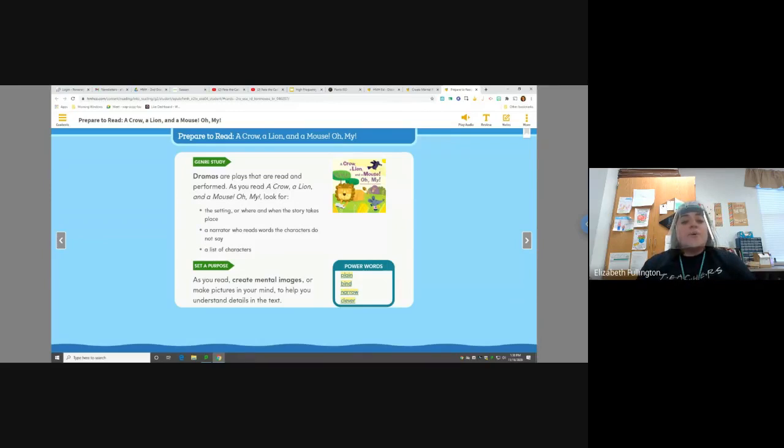As you read A Crow, a Lion, and a Mouse, oh my, look for the setting, or where and when the story takes place, Landon and Aiden. A narrator reads the words that the characters do not say, and there is a list of characters. So that is our cast. So we're going to set a purpose. We're also going to read and create mental images, or make pictures in our mind, to help you understand details in the story, because it doesn't tell us exactly. It only gives us a couple of pages to look at. So that's why we have to create mental images.